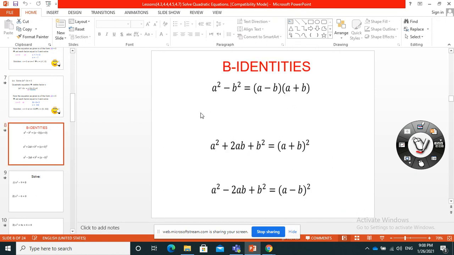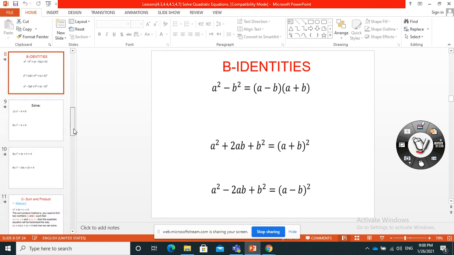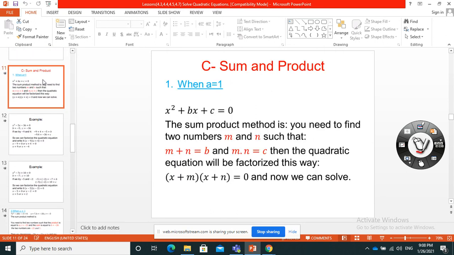If I cannot see a visible factor, I need to ask myself the second question: could it be an identity? Is what's given an identity? And if it's not one of the identities, I need to see if I can do it using S and P. To do S and P, we have two different methods. When A is 1, we have a method. When A is not equal to 1, we have another method.